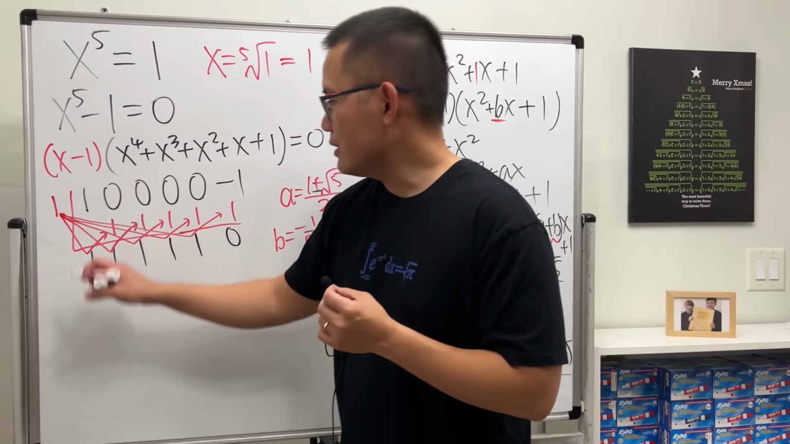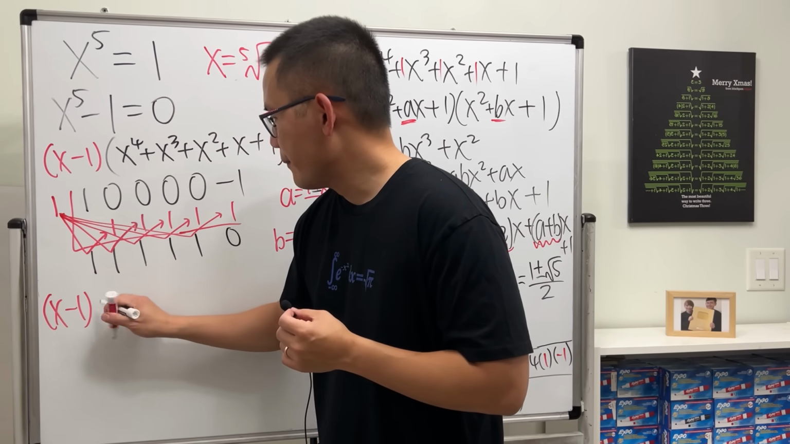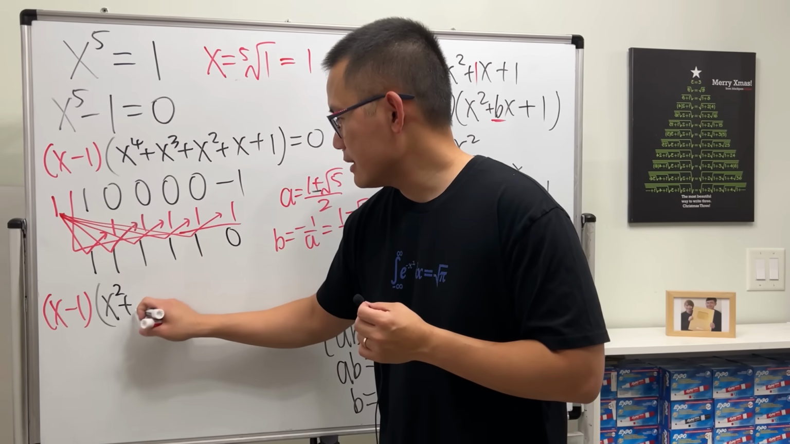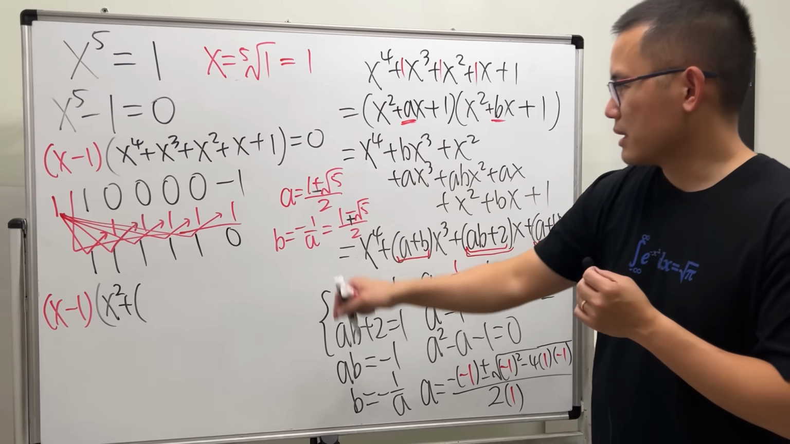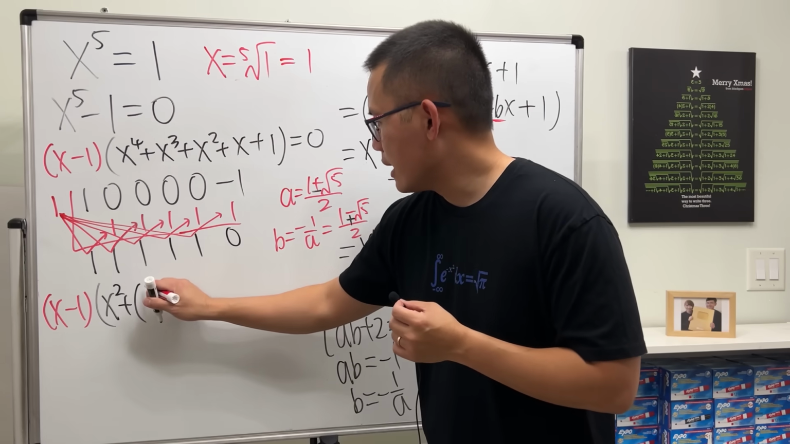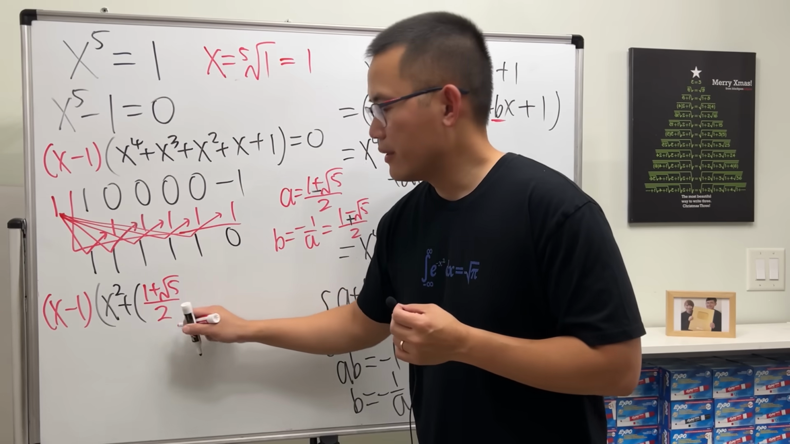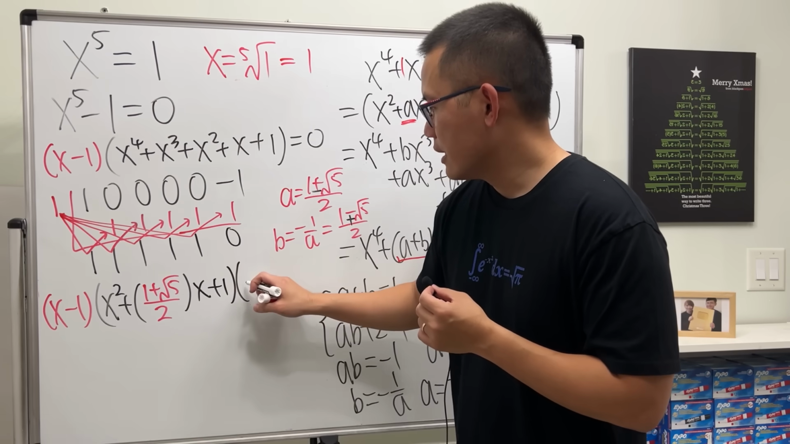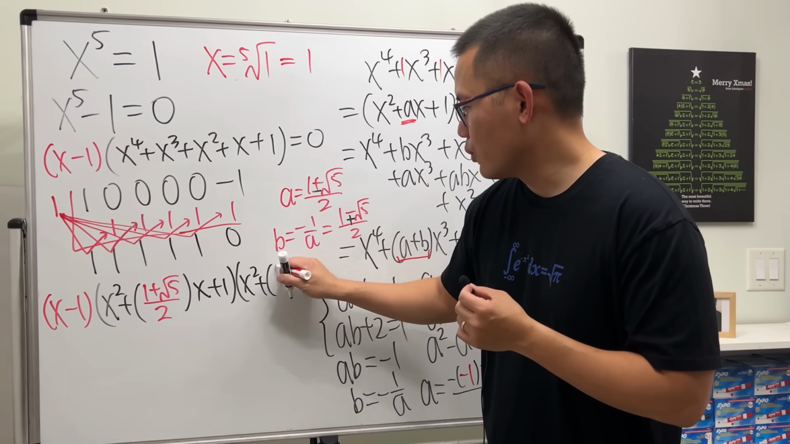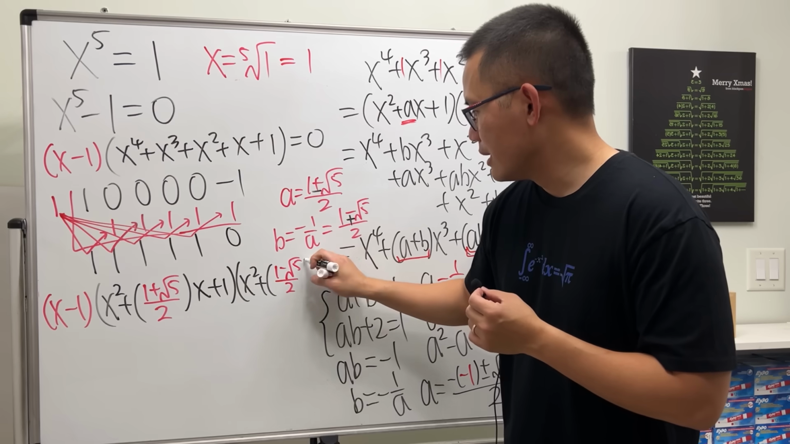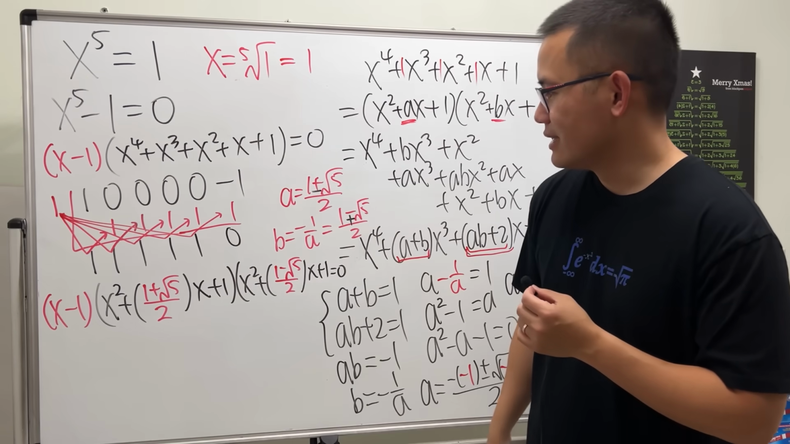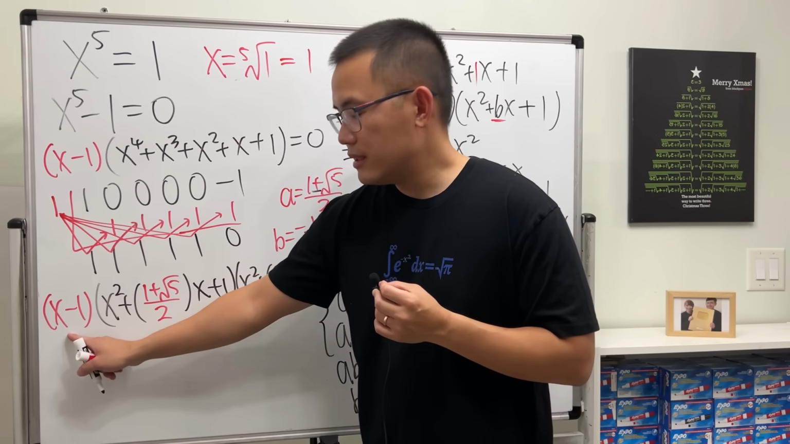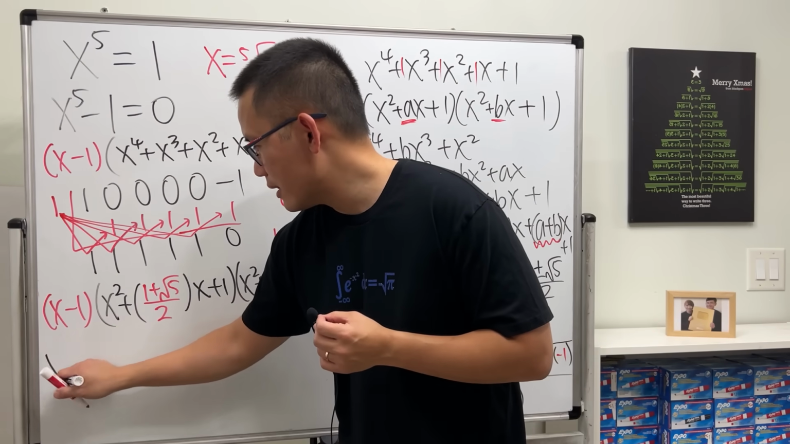So now, this right here becomes x minus 1. And then we can factor it and get this times that. So we have x squared plus a, which is, let's take the plus, so it's 1 plus square root of 5 over 2. And you notice that this right here is in fact the golden ratio. And x plus 1. And then x squared plus b, where b is 1 minus square root of 5 over 2, x plus 1 equal to 0. Okay. Yeah. So now, set this equal to 0, you get x equal to 1.